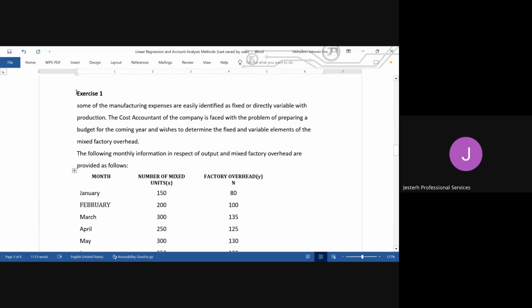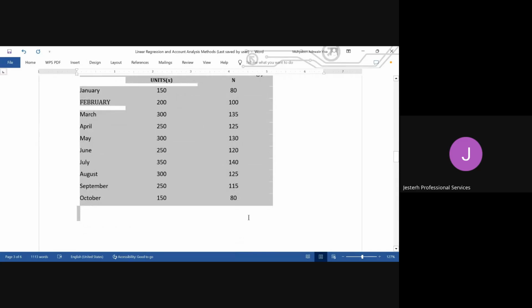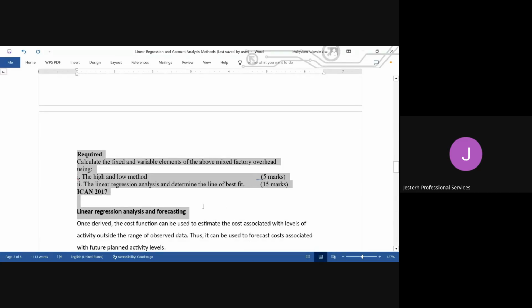Now give me a few minutes. Let me share the screen, where we are going to do our calculation using Excel. Then we can start. Give me a few minutes to display that to you.